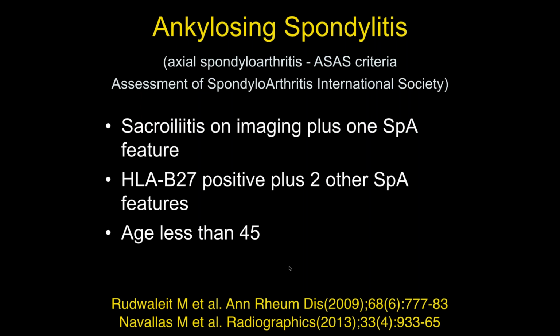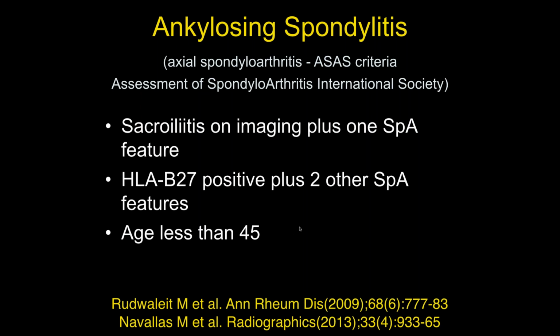So for the diagnosis of ankylosing spondylitis, you should see sacroiliitis. It's very common in these patients on imaging, plus one of the clinical features, or HLA-B27 positive plus 2 spondylitic features, and age less than 45. And again, if we make the diagnosis much later than the late teens, we're really missing that critical point where you can treat it.